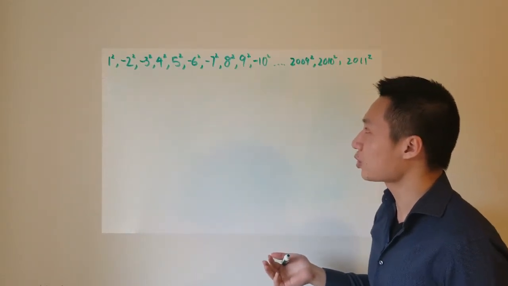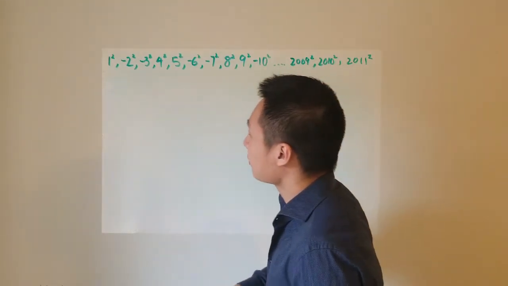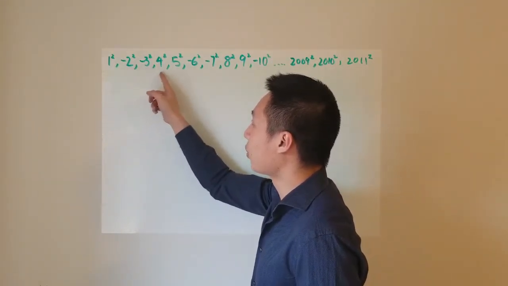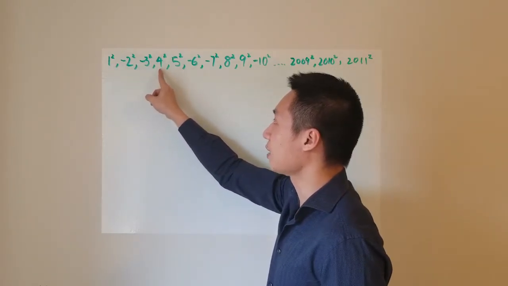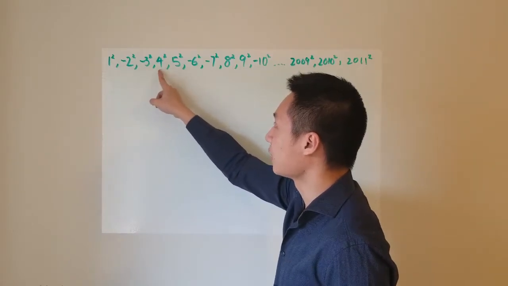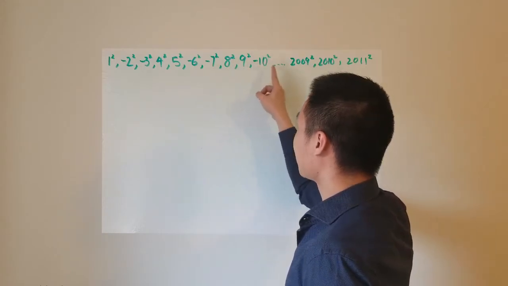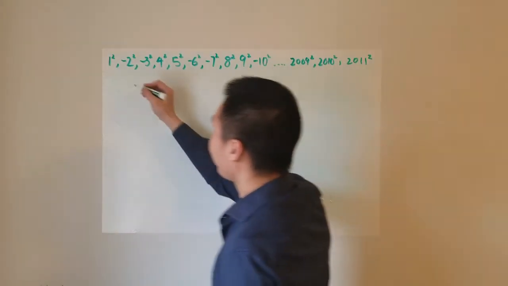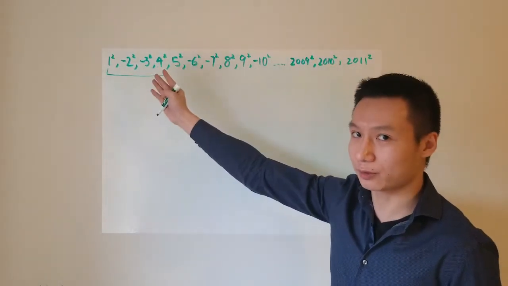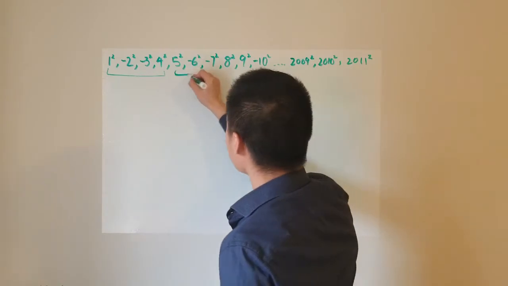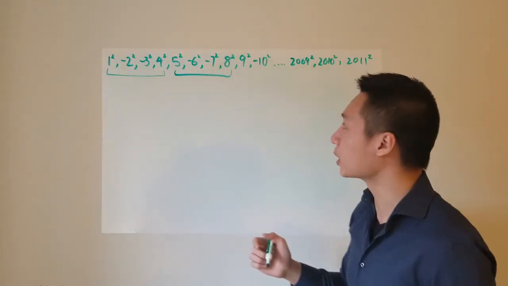So let's try to look for some patterns in the positive and negative signs. We see that there's a cycle of 4, right? So we start with a positive, then we have two negatives, then positive again, right? Positive, negative, negative, positive. Then we repeat this pattern, which is positive, negative, negative, positive, positive, negative, negative, positive, right? So you see every 4 actually forms a pattern. So at 4, that's the end of the first pattern, and at 8 is the end of the second cycle, right? So this is a cycle of 4.